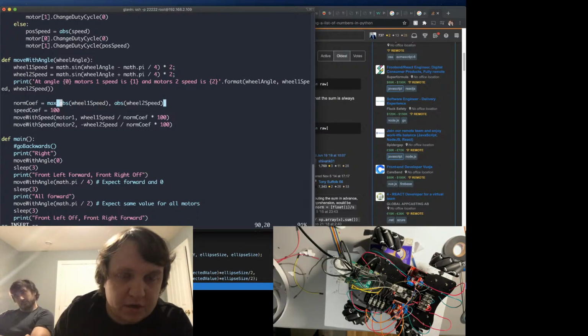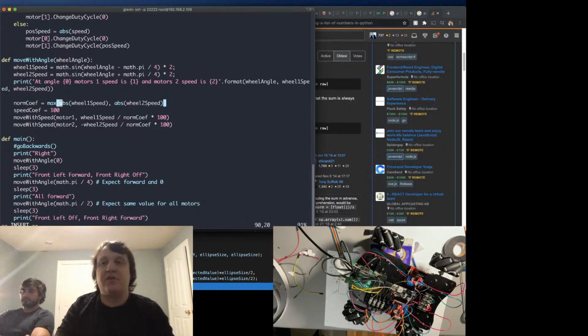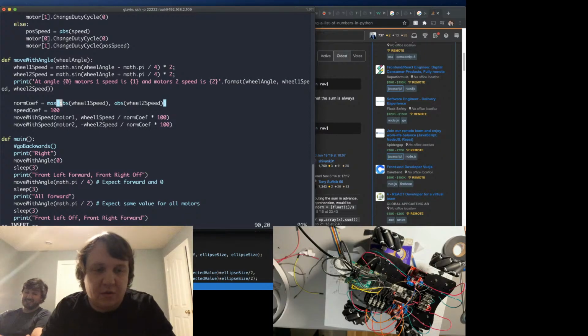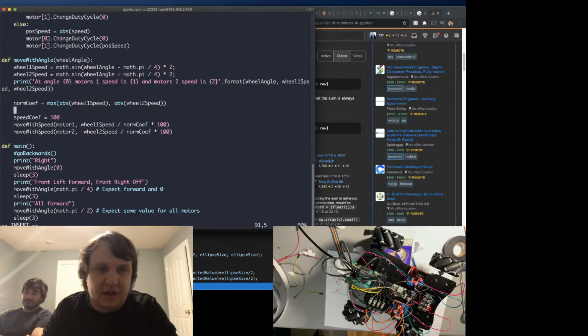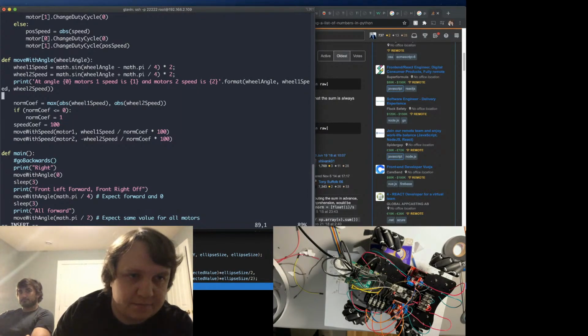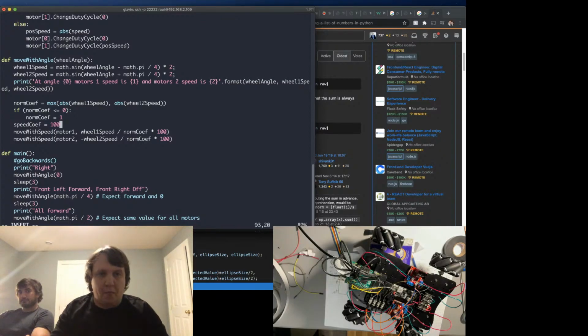Now, there's a problem here: if we have the whole car stopped, we have 0, what's the maximum of 0 and 0? 0. And if you take something and divide by 0, what do you get? Yeah. Infinity. So that's undefined. Right. So if norm coefficient is 0, we'll just make it 1. So it will just do nothing. Divide by 1 does nothing. So this should normalize everything now.